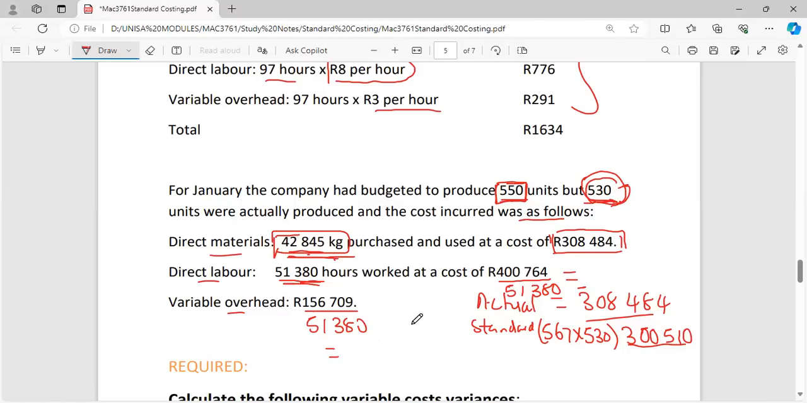Divided 290 by, you get 219. 296. Okay, so what do we have? We have 296 here.